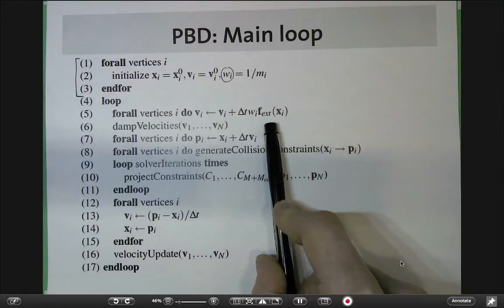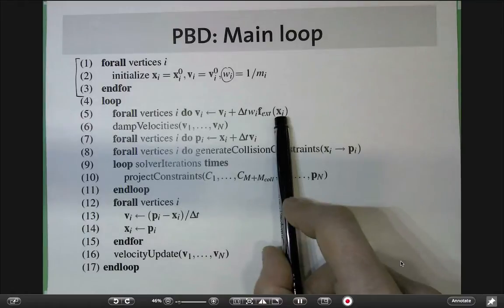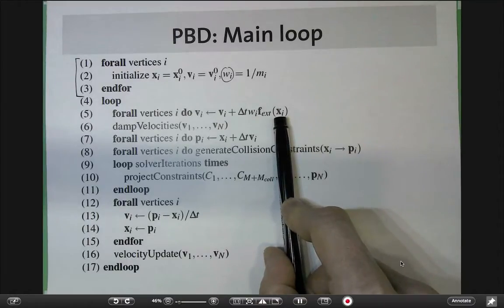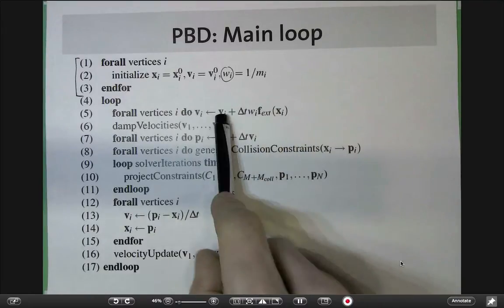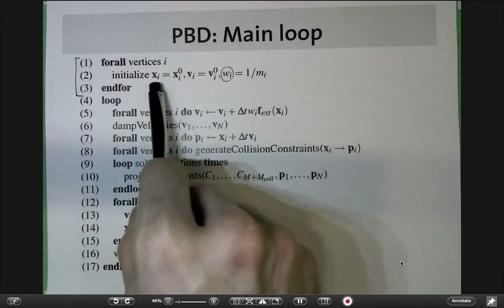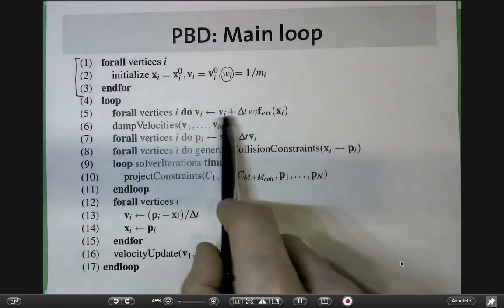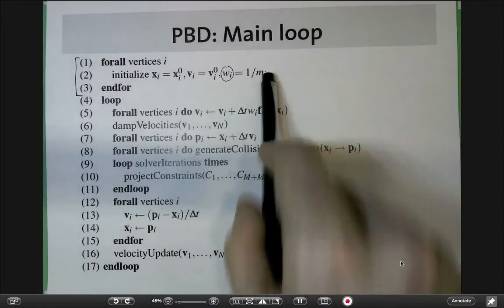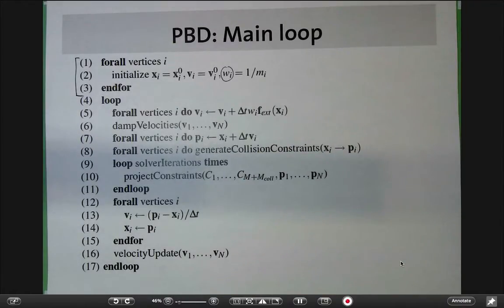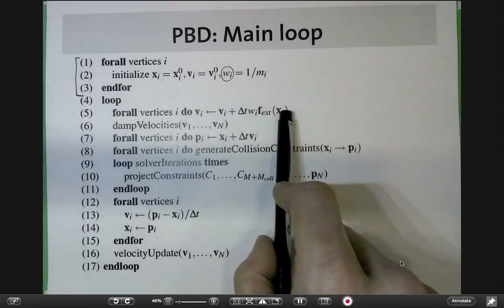And the way it works, this is just, what is this? This is an explicit Euler step for integrating the external forces into velocities, right? So x is the position, v is the velocity, and this is changing the velocity based on the external force. Delta t is the time step I'm doing, w is the inverse mass. So that's gravity, that's simple.